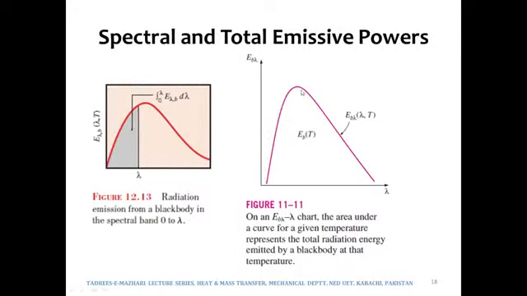The integral under the area of this curve, what is this curve? It is between wavelength lambda and EB lambda, meaning the spectral emissive power. If we have y over here and x over here, this curve would be relating y with x. So this curve would be a function relating spectral emissive power with the wavelength, and the area under the curve would give us the total radiation energy emitted at that particular temperature.